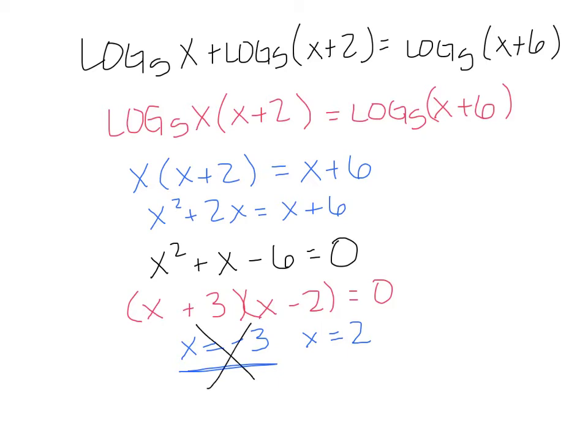Now let's look at x equals 2. Works in the first one, works in the second one, works in the third one. X equals 2 is the only solution we have. X equals negative 3 is an extraneous solution and cannot be possible in this particular situation because logs have some restrictions with them. So that one is extraneous.